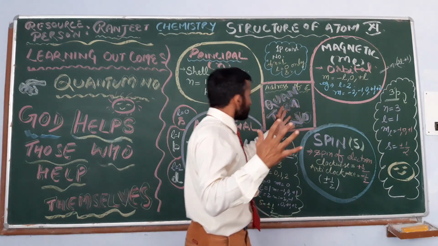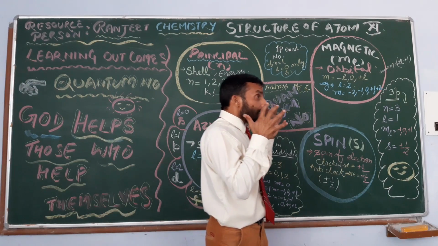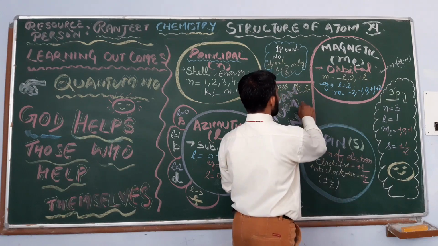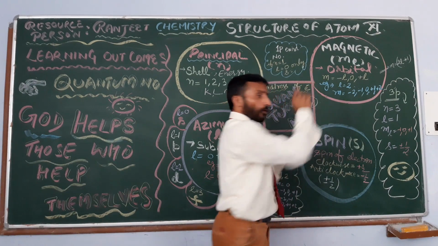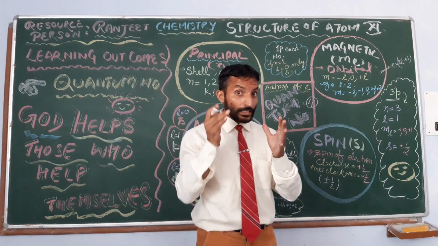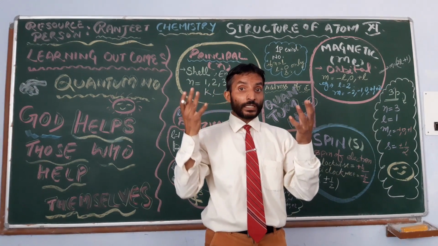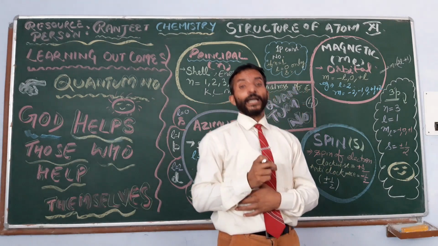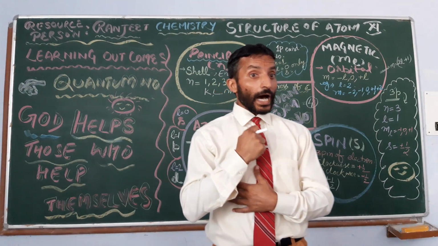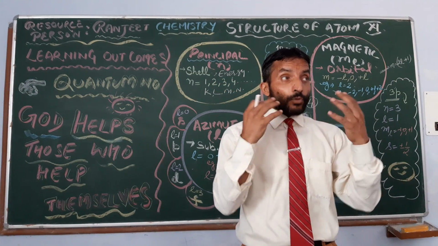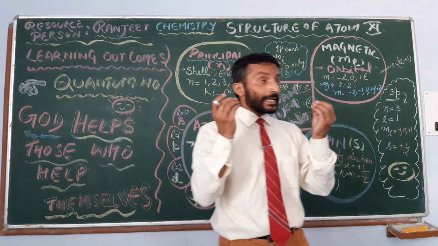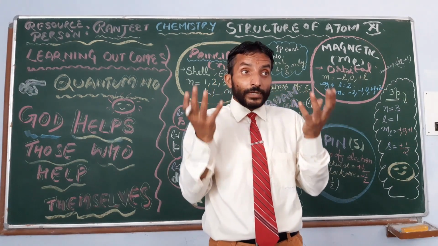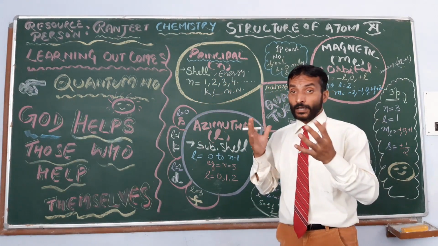Yes, quantum number is a set of numbers. It is a set of four numbers which gives complete information about the electron, where it resides around the nucleus in the atom. In a nutshell, I can say that quantum number is the address for the electron where it resides in the atom.